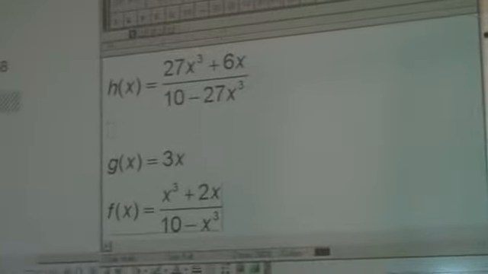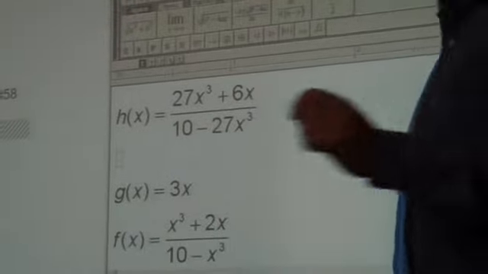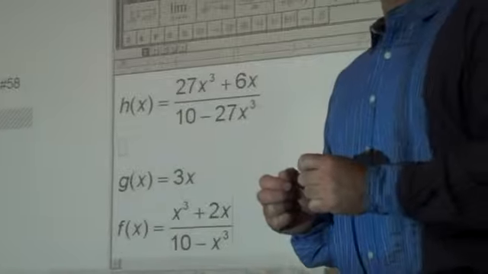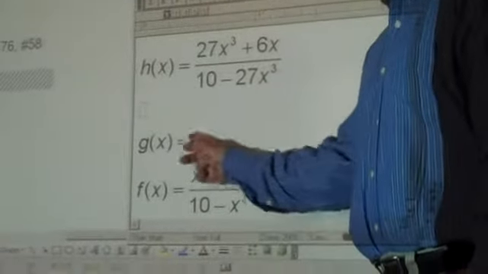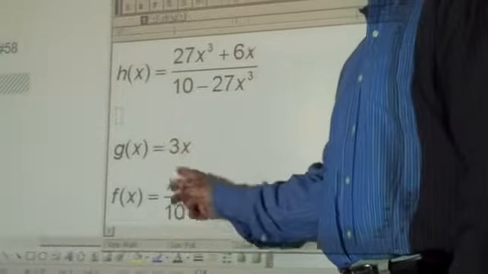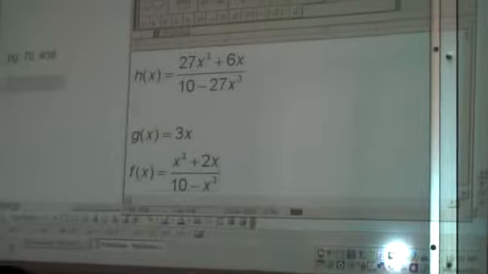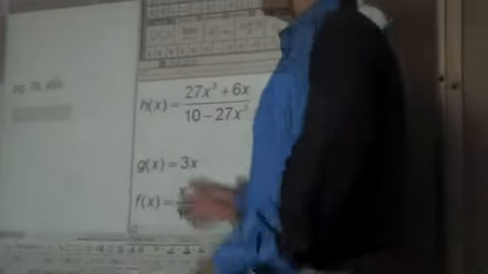But wait, shouldn't there be 9s? You're still thinking division. This is exponential change. This is substitution. Oh, okay. I get it now. If I put 3x into x right now, what is 3x cubed? 27x cubed. Okay? So it's substitution.